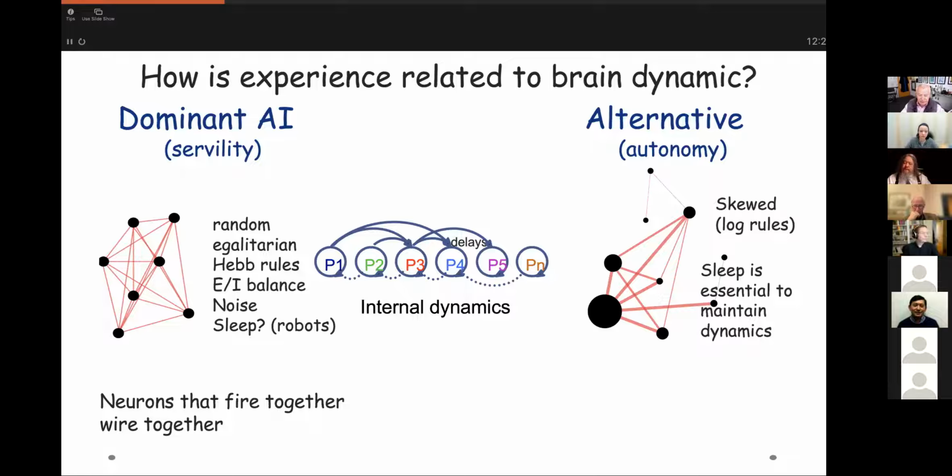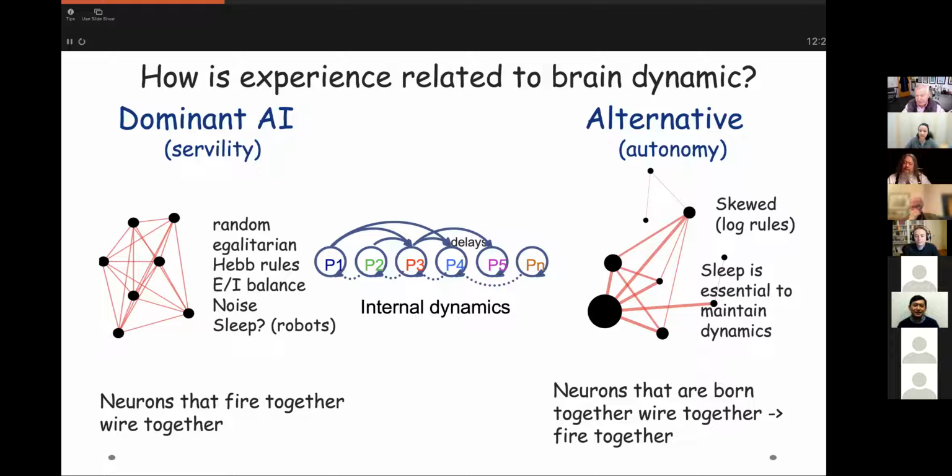Now, the way we can summarize these two models in just very simple sentences, this is the famous short summary of Hebb, that neurons that fire together wire together. On the other hand, you can say that neurons that are born together will wire together. Therefore, they will fire together with a much higher probability than neurons that are not born together.